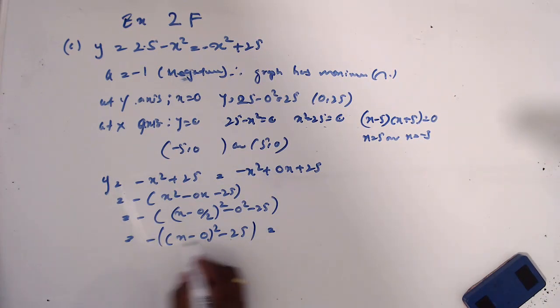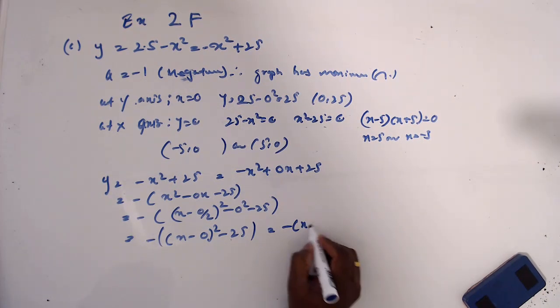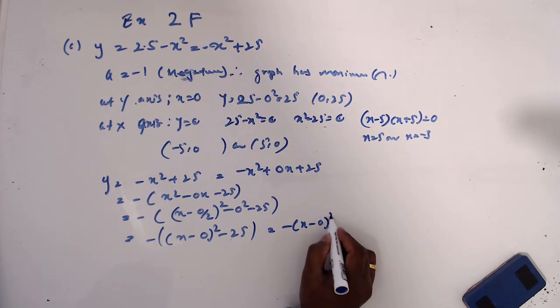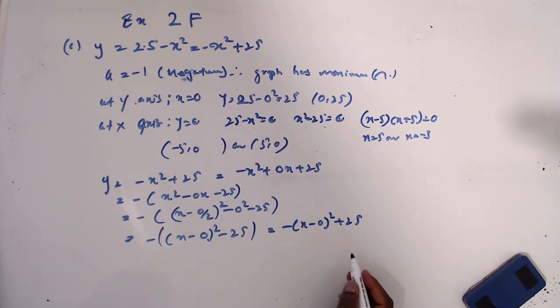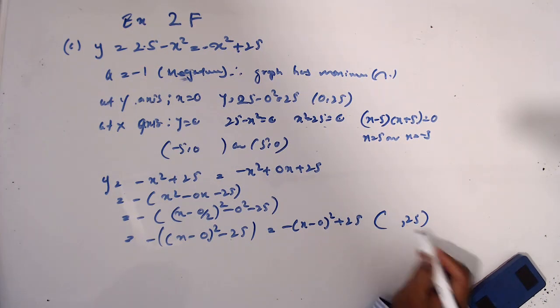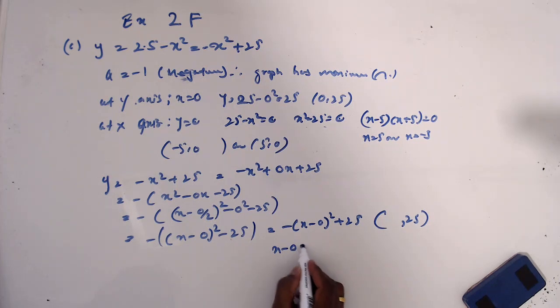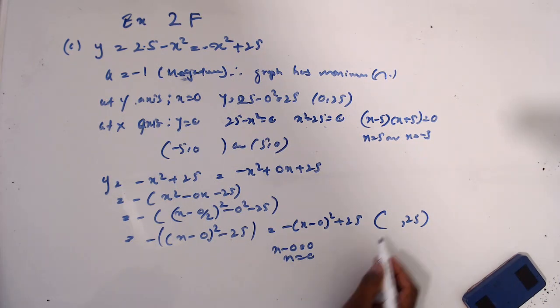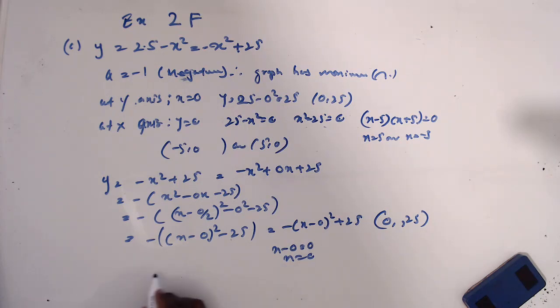Now let's take the minus out, plus 25. So the coordinate is 25, and x minus 0 equals 0, x equals 0. So the symmetric line is x equals 0. Now we have the data. Now we can draw the graph.